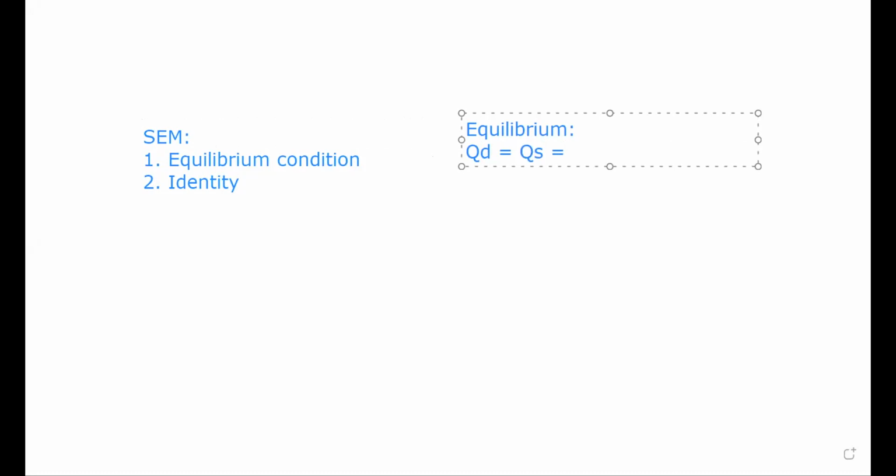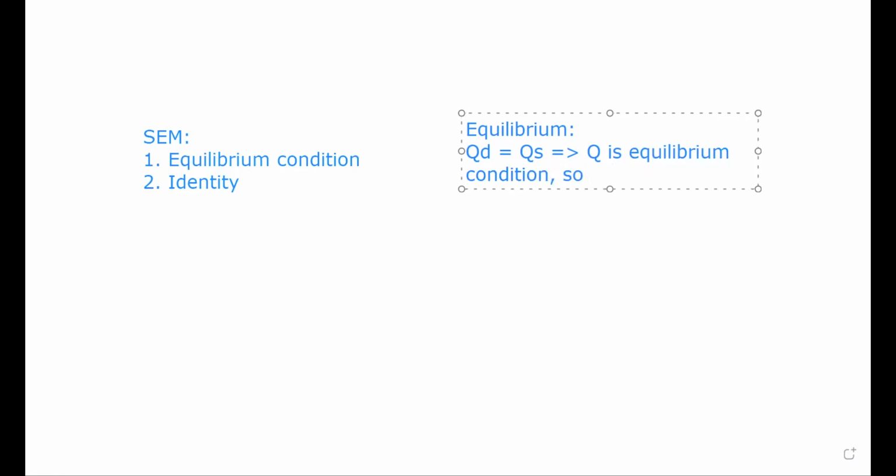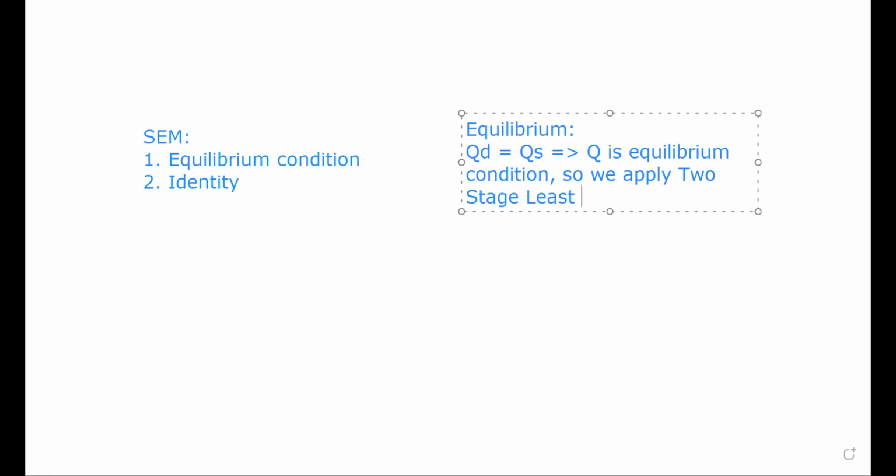So here, Q is the equilibrium condition. So we can apply two-stage least squares, which is also known as a simultaneous equation model.